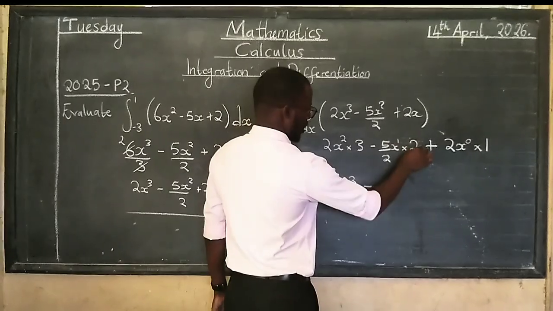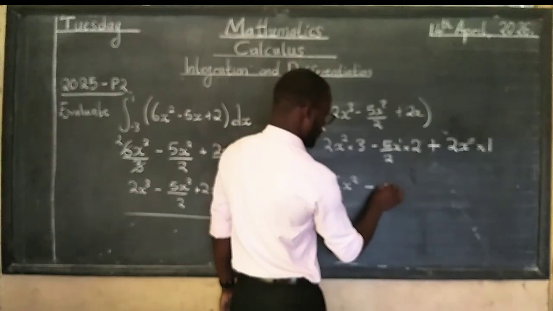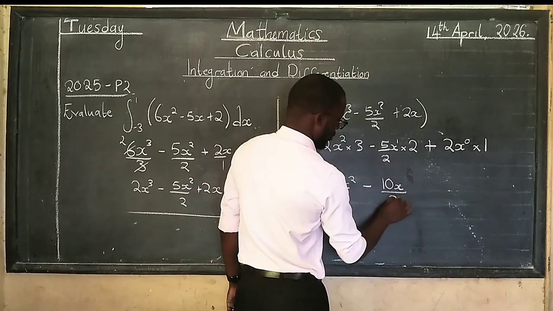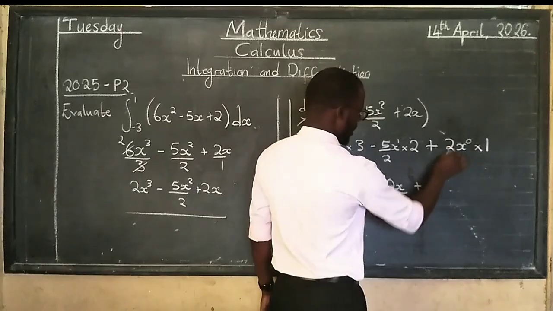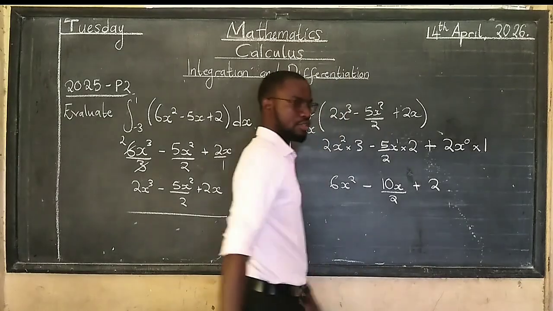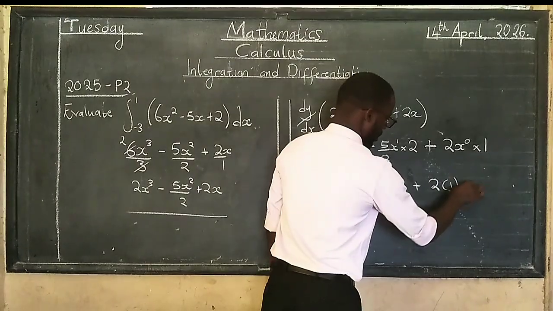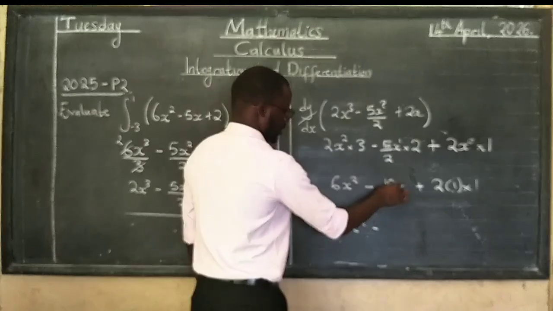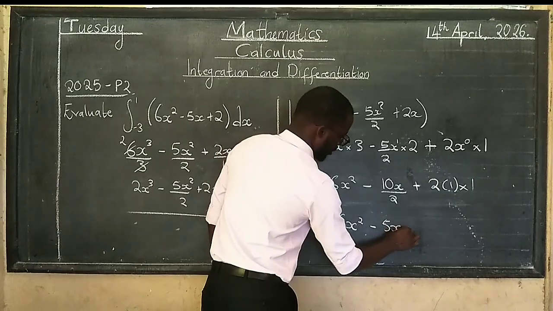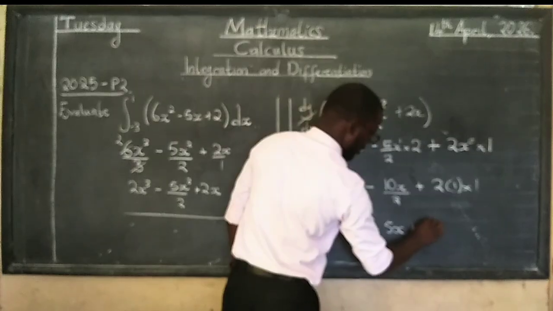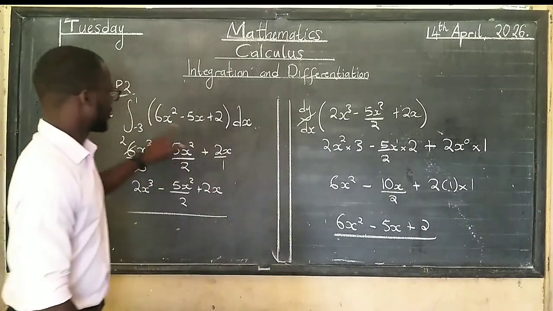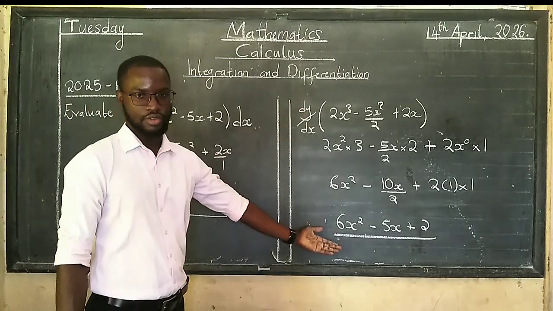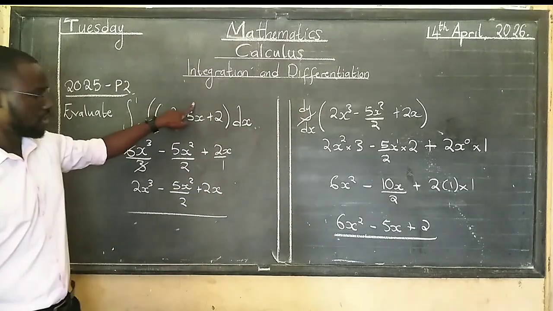minus this times this, is going to give me 10x over 2 plus 2x to the power 0 is 1, so it's going to be 1 times 1. So this is 6x squared minus 10 divided by 2, 5x plus 2 times 1 times 1, 2. 6x squared minus 5x plus 2x. So we have differentiated it and g is the same.